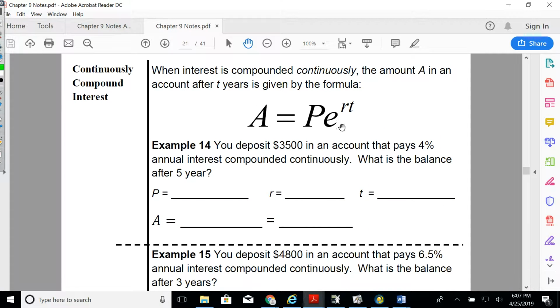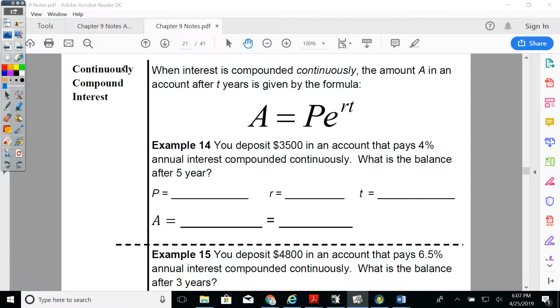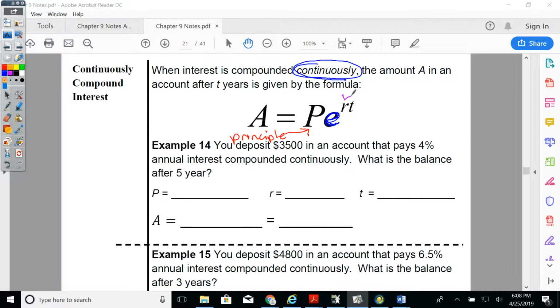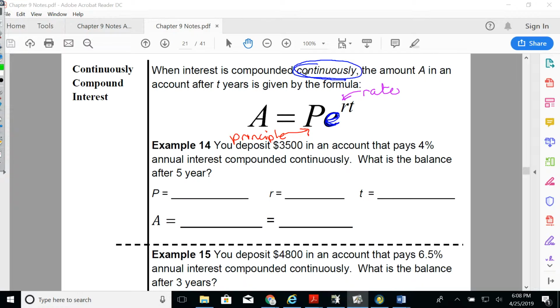So we use PERT when it's compounded continuously. Continuously means every second of every minute of every hour of every day it's being compounded. So an infinite amount of times, but when it's infinity, it's that limit for E. So that's what the E is here. So E is the continuously part. The P is the same as it was before, your principal amount. The R is now part of the exponent. So the R here is your rate as a decimal. And the T is your time in years.